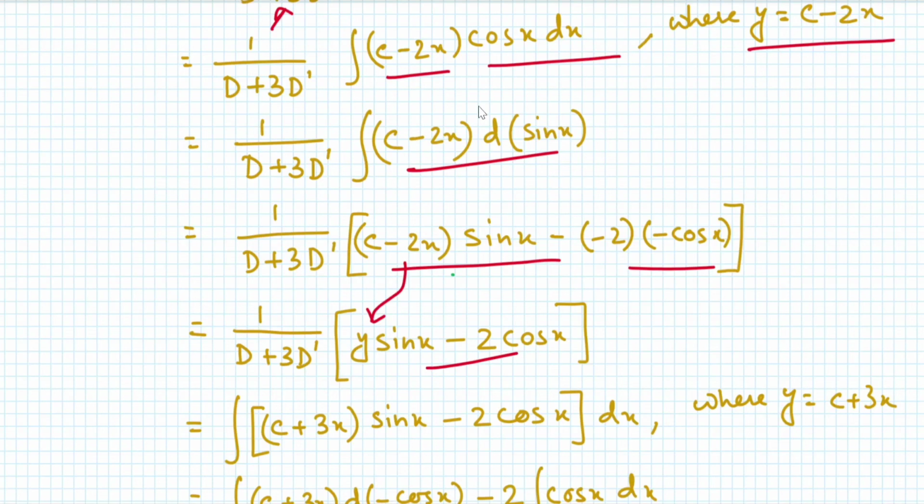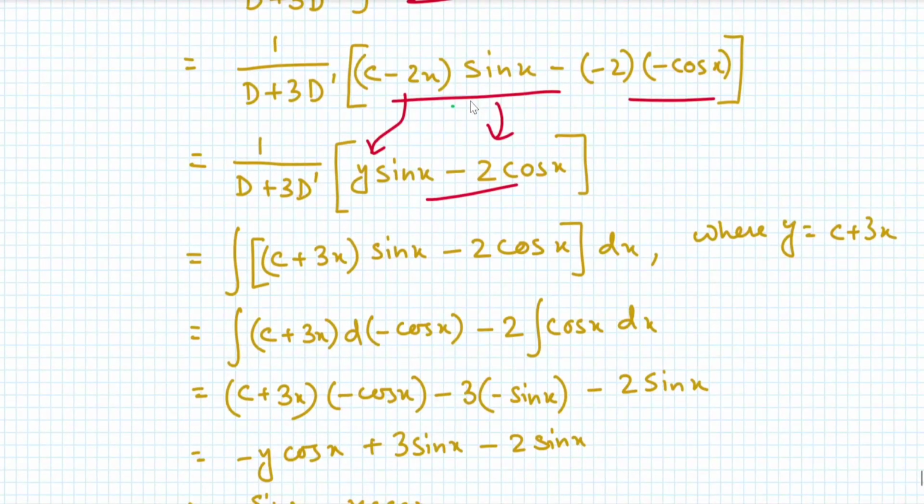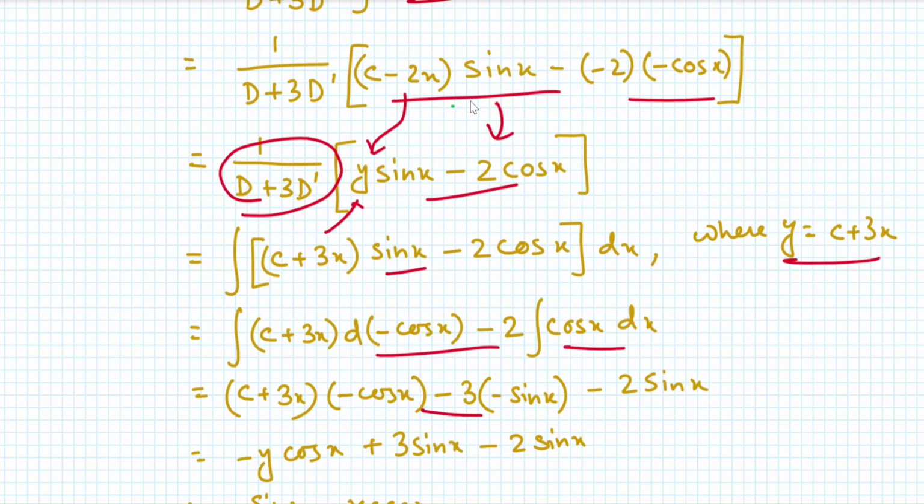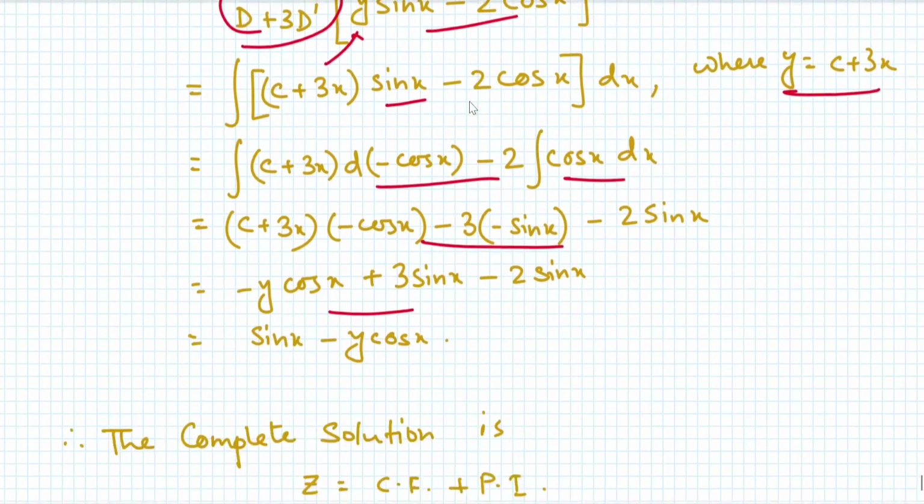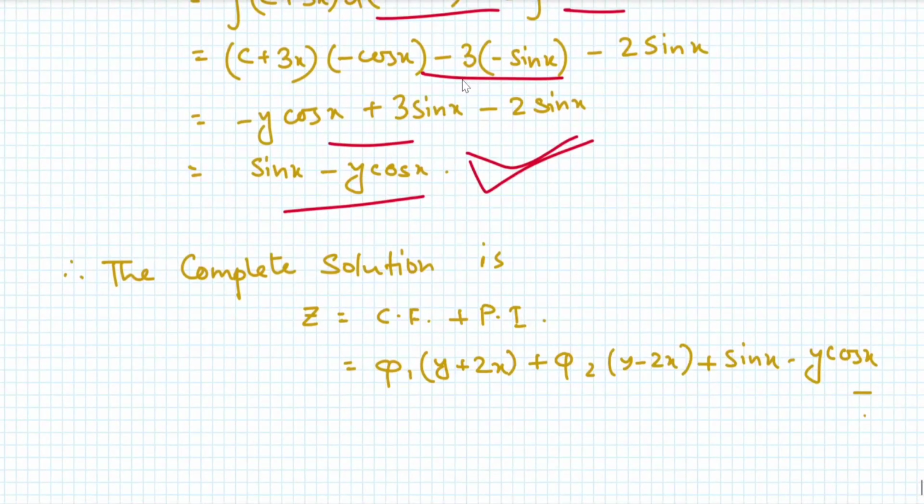So this is for the first case. Now for this operator, we again consider this function as a function of d alone and operate on this function. So c plus 3x, instead of y, y equal to c plus 3x, and we integrate. At last, you can check the calculations, we get sin x minus y cos x. This is the particular integral for the above PDE. So the complete solution is z equal to CF plus PI. So this is the complete integral for the above equation.